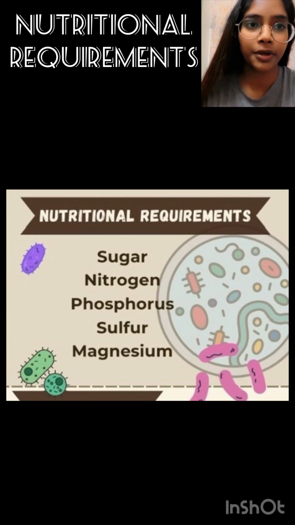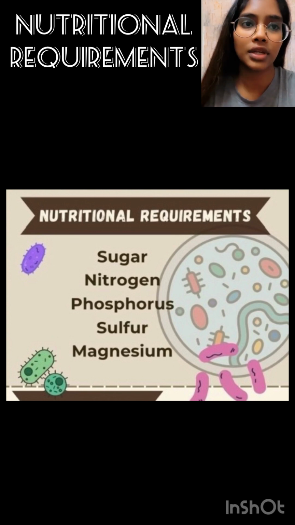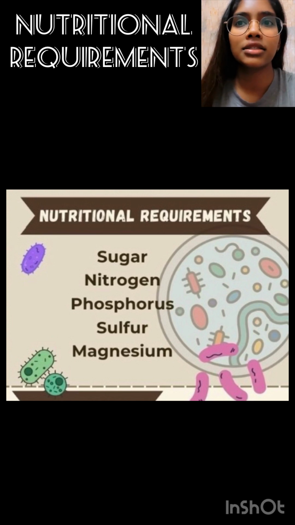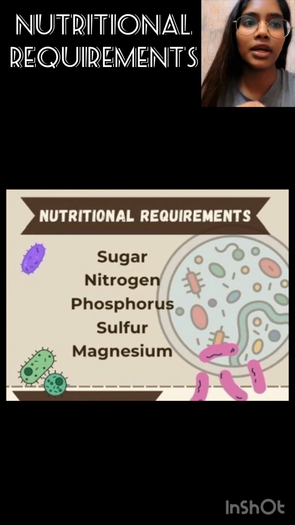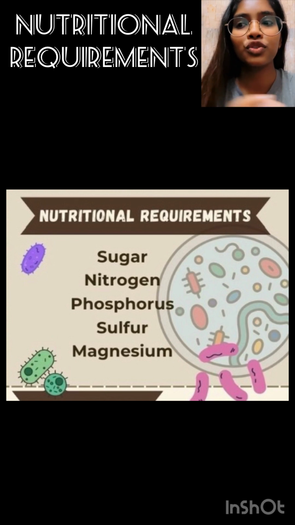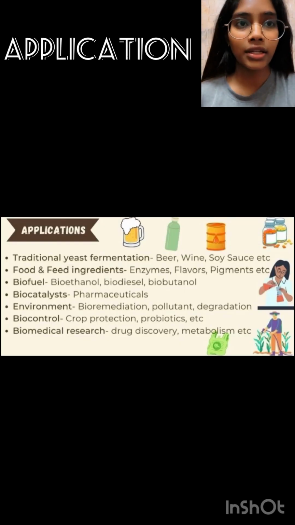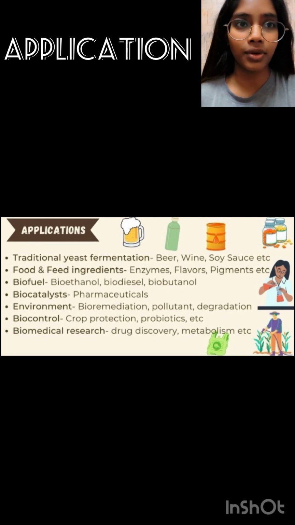The next subtopic is the nutrition required for the microbe to stay alive or to carry on the living processes. Basically, this Saccharomyces cerevisiae needs sugar, nitrogen, phosphorus, sulfur, and magnesium to live, grow, reproduce, and do the fermentation process. I have added one more subtopic in this poster, which is the application of the microbe.